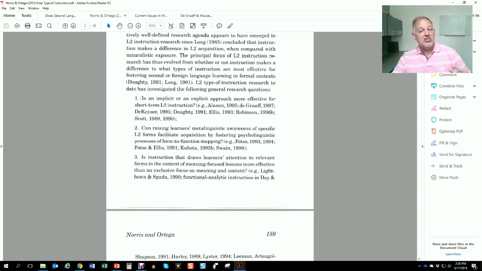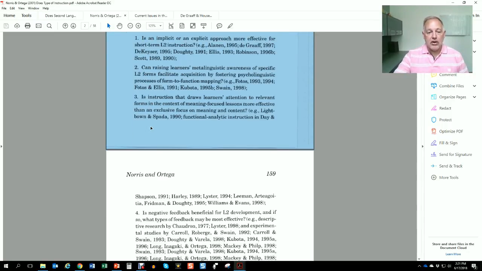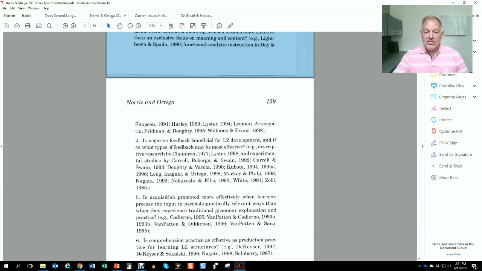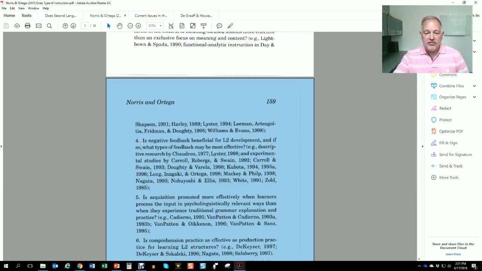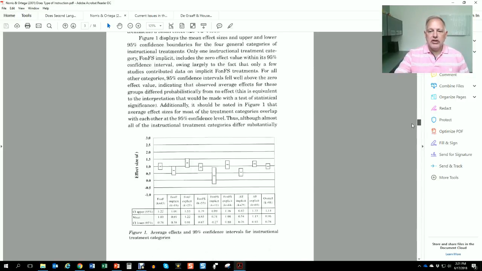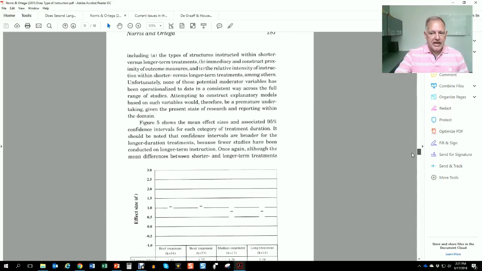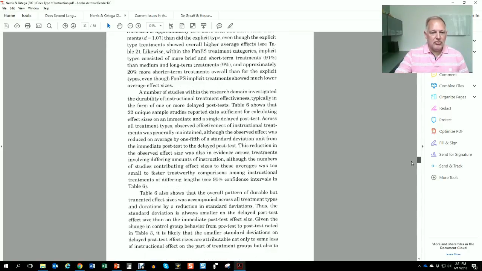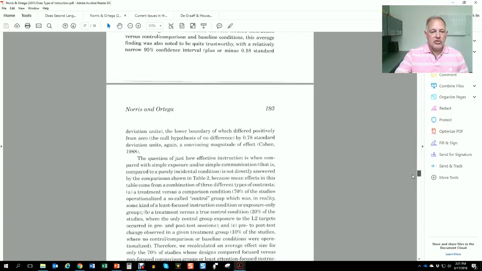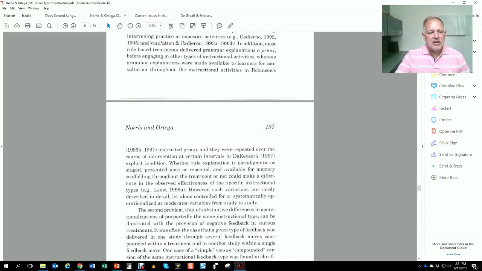Is an implicit or an explicit approach more effective? Can raising learners' meta-linguistic awareness, right, facilitate acquisition? Is negative feedback, so that's corrective feedback, helpful or beneficial for development, right? And so this is another article that you can look at. They basically found that, yes, instruction is beneficial, right? And then they break out the results based on type of instruction. Okay, I don't want to spend a ton of time on this.